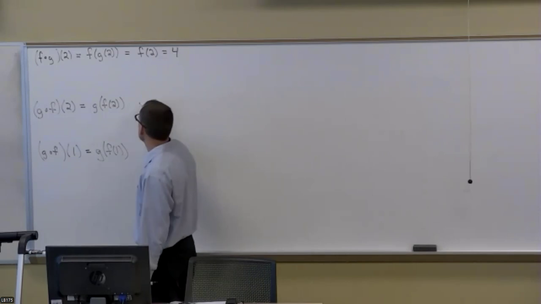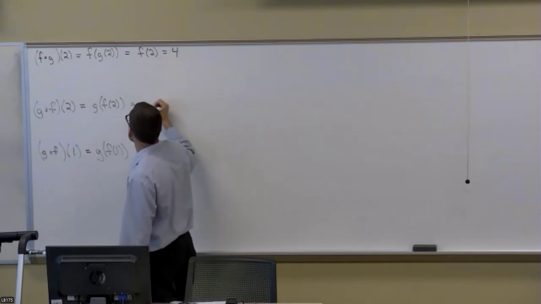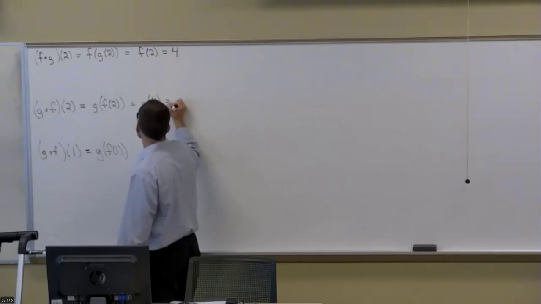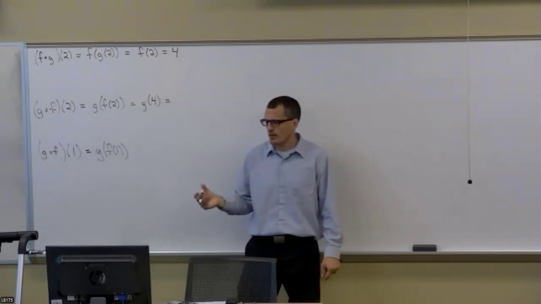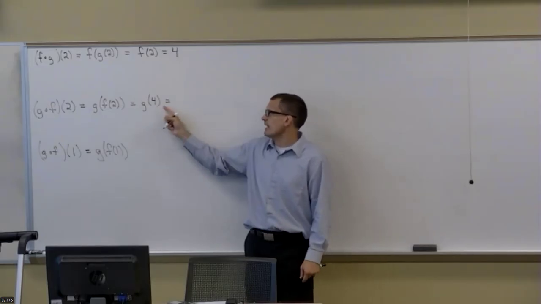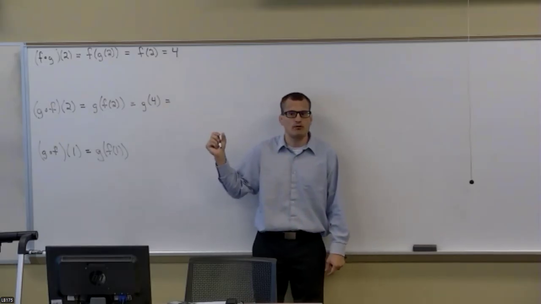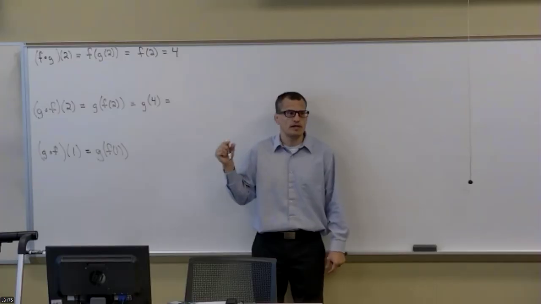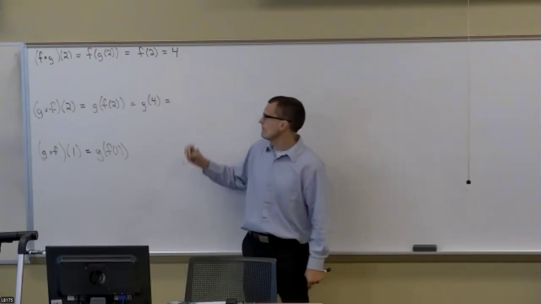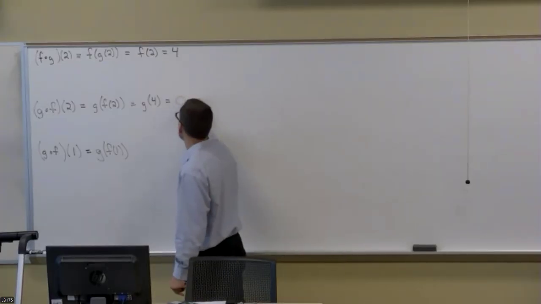G of f of 2, well, f of 2 we already know is 4. Again, g is the straight line, so I look up the fact that the line goes to the point (4, 0), and therefore if we input a 4, we get out a 0. So, 0.